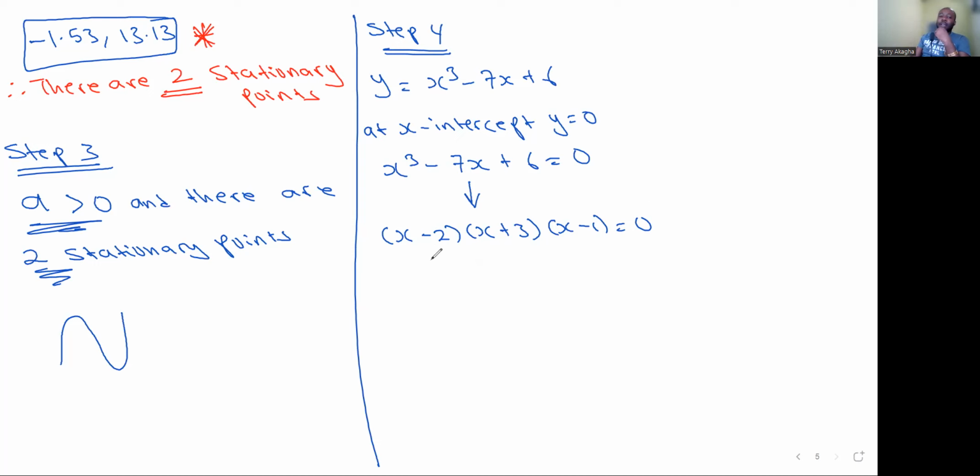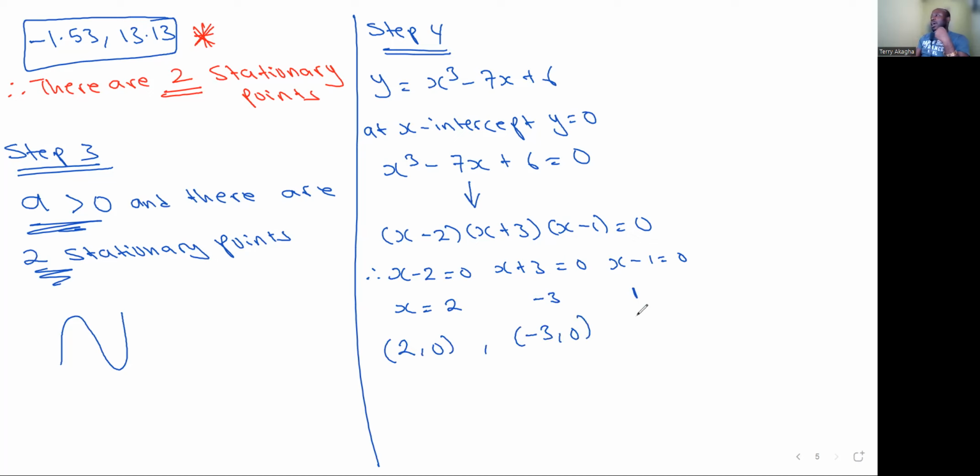So that means for this now, we have to equate each of them to be equal to 0. So x minus 2 is equal to 0. X plus 3 is equal to 0, and x minus 1 is equal to 0. So we have x is equal to 2, and this is going to give us minus 3, and this is going to give us 1, all right? So we can put it in the x-intercept form. So x is 2, y is 0. X is minus 3, y is 0. And x is 1, y is 0.